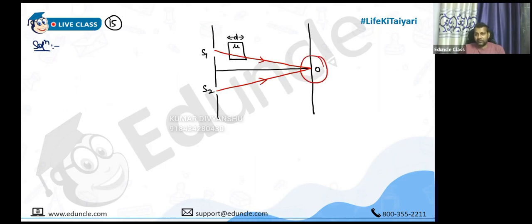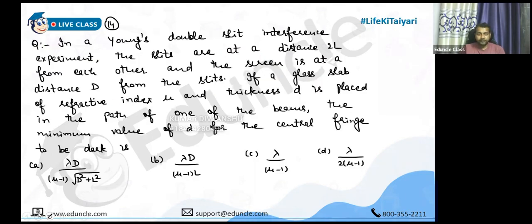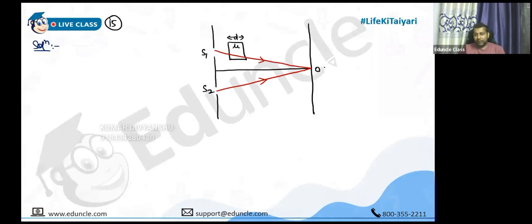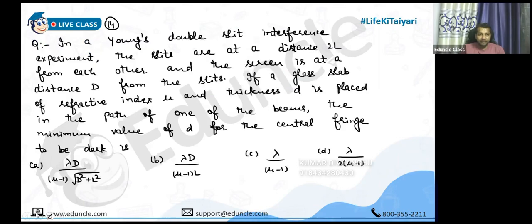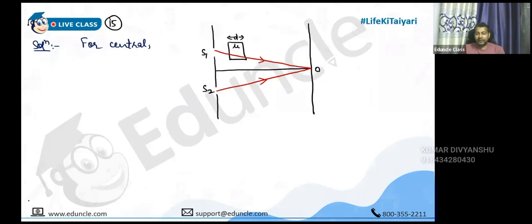So now we need this fringe to be dark. Okay. So earlier this is bright. Now we want it to be dark. So it means the phase difference should be pi, or the path difference should be lambda by 2. Na? Yes, sir. So the path difference introduced by this glass slab, no? This is the glass slab. Yes. So it means the path difference introduced by the glass slab must be equal to lambda by 2, for the central fringe to be dark.